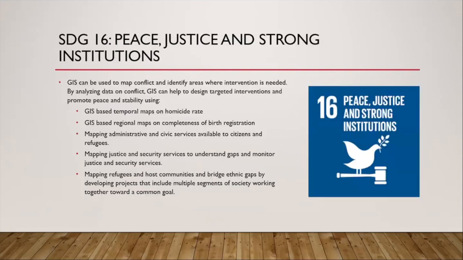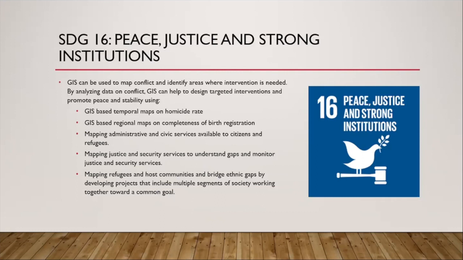SDG number 16, peace, justice, and strong institutions. GIS can be used to map conflicts and identify areas where intervention is needed. Everyone needs to access justice. Everyone needs to be peaceful. We need to have strong institutions in place. So how? Only geospatial data can help us to see where we need to have targeted interventions and to promote peace and stability for everyone.